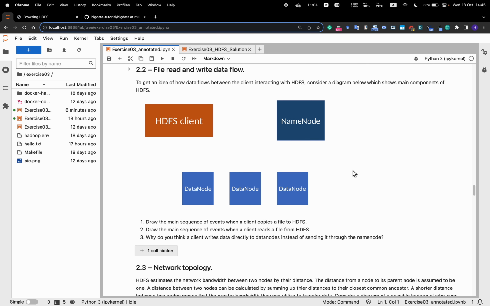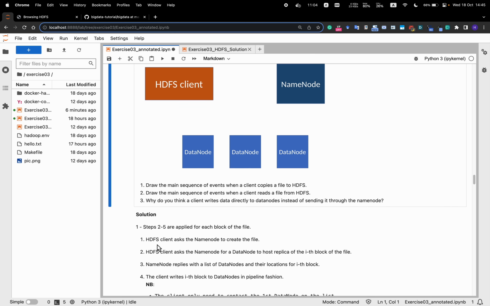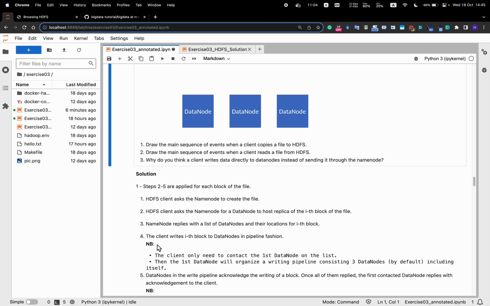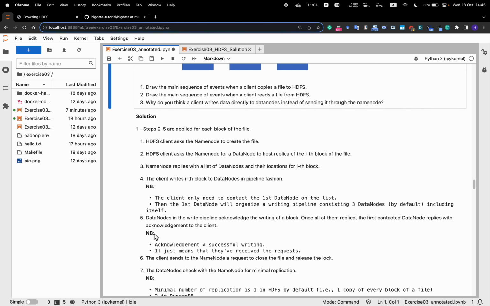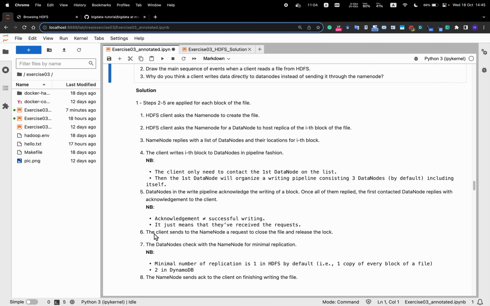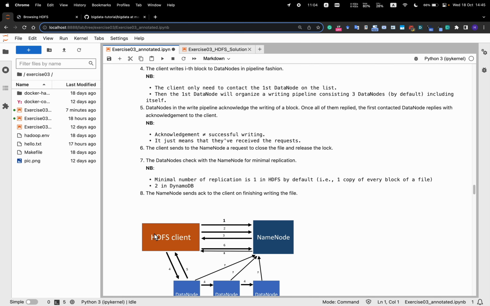Yes, and reading and writing files. So I think the steps are pretty obvious. There are only a couple of things I have added some comments to that I'd like to draw your attention to. So when writing a file, these are the steps.